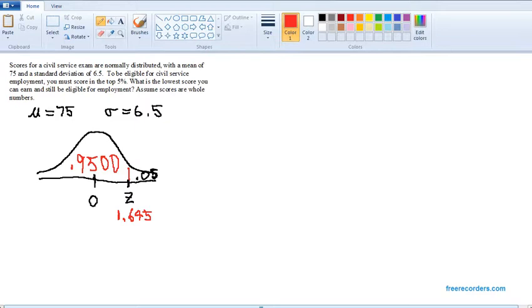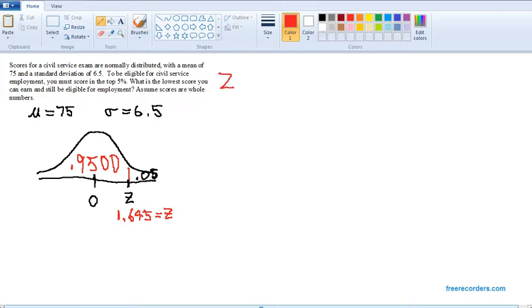But look what it's asking for here. It's asking for the lowest score on the exam that you can earn. Now this exam had a mean of 75, so to be in the top 5%, you're certainly not going to have a grade less than 2. So 1.645 is not our answer. This is a z. We need to find x.